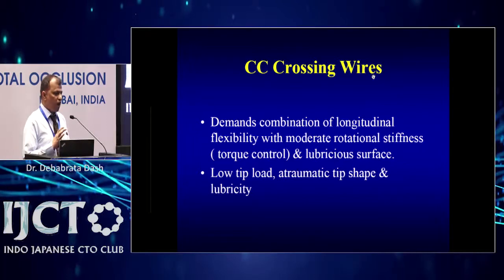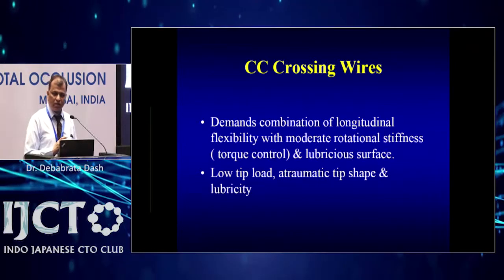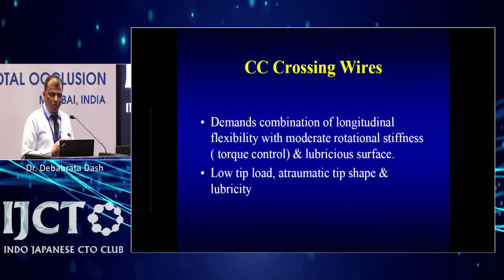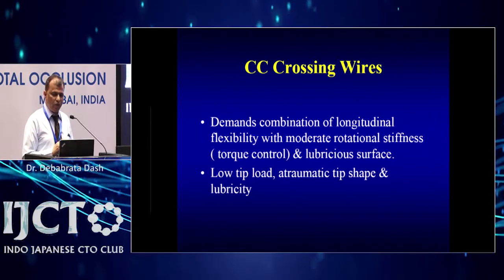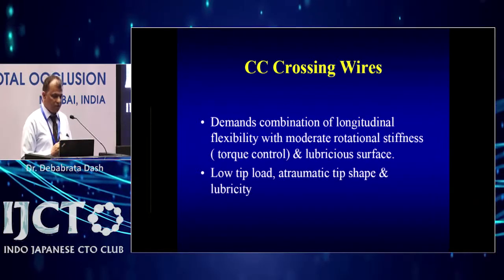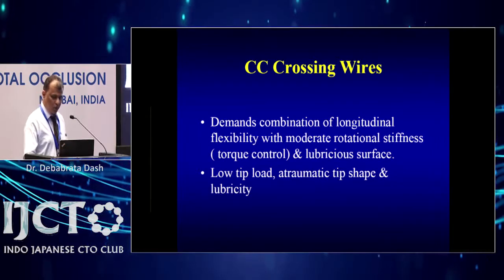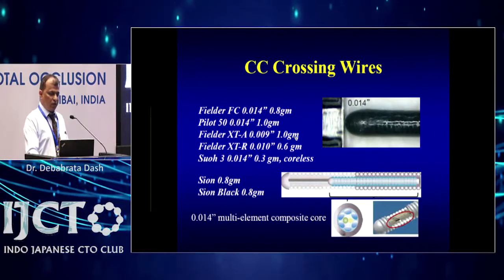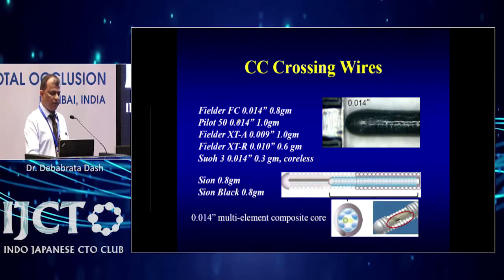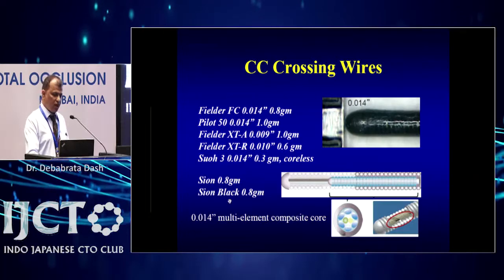So what should determine collateral channel crossing? It demands a combination of longitudinal flexibility, moderate rotational stiffness, and a lubricious surface. Tip load should be low, atraumatic with coating. So the collateral crossing wires are Fielder XT, XTR, SUOH, Cyan, Cyan Black.